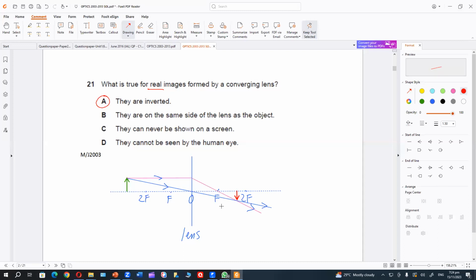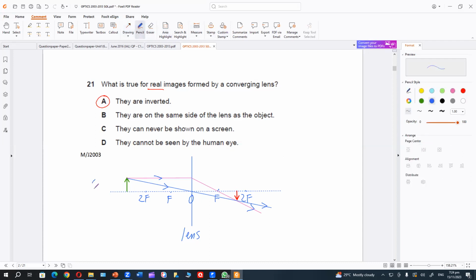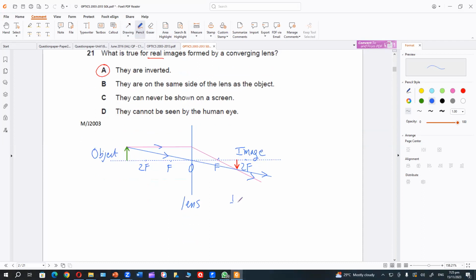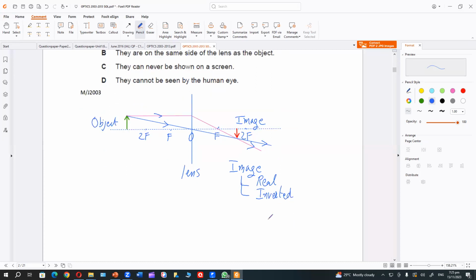Now, this is the image, the red one. This is the object. This is the image. The image is real, inverted, diminished.